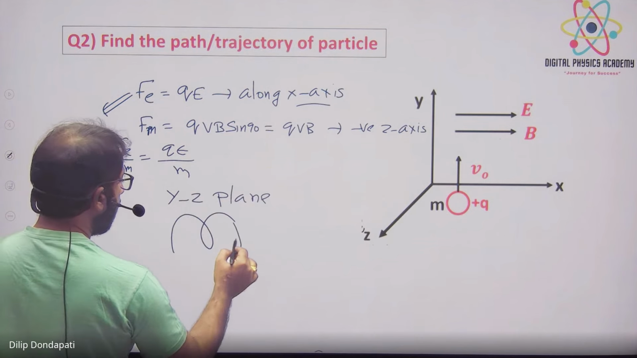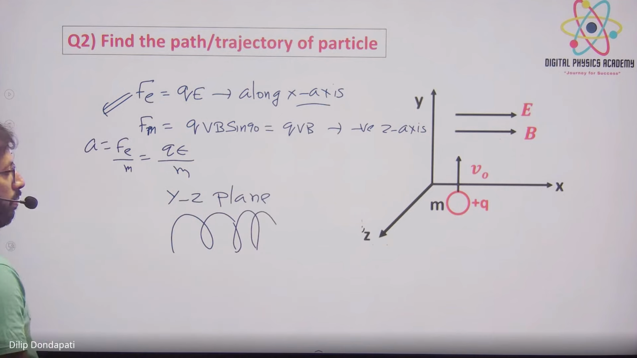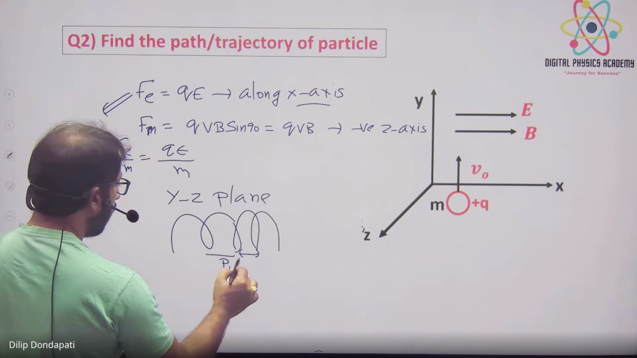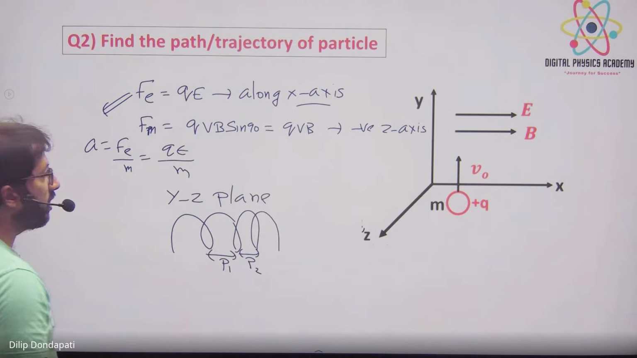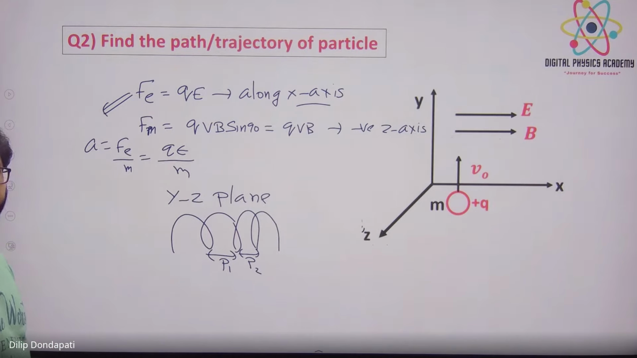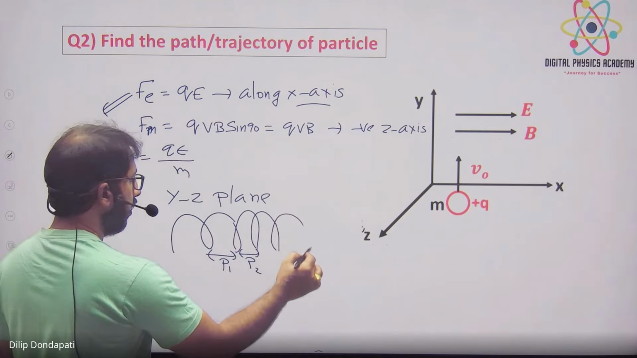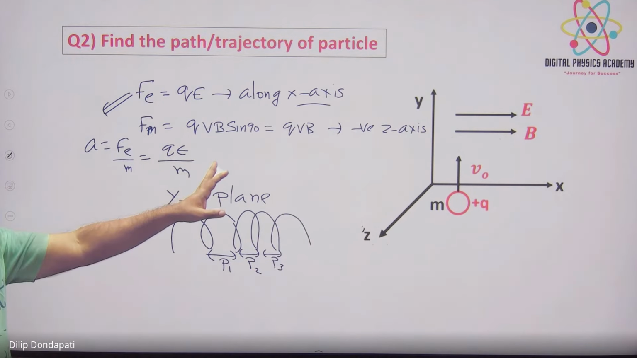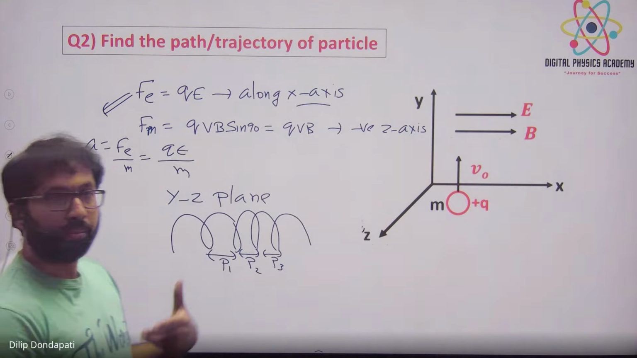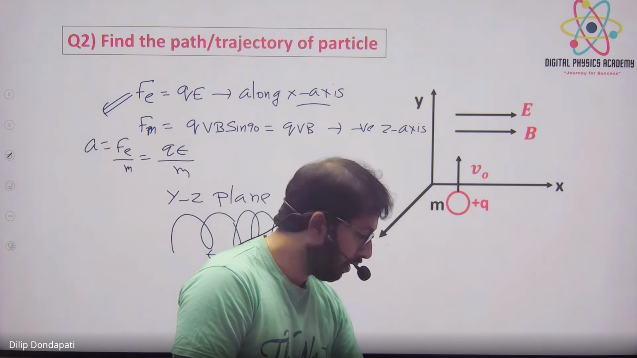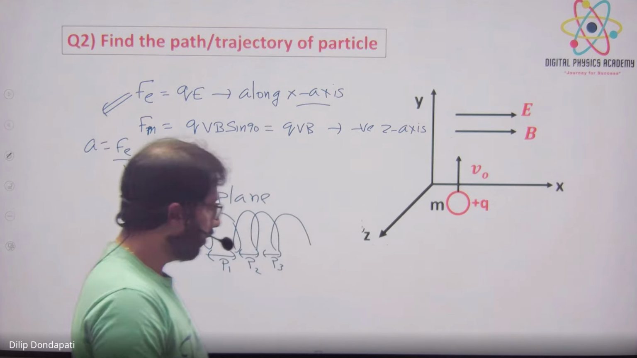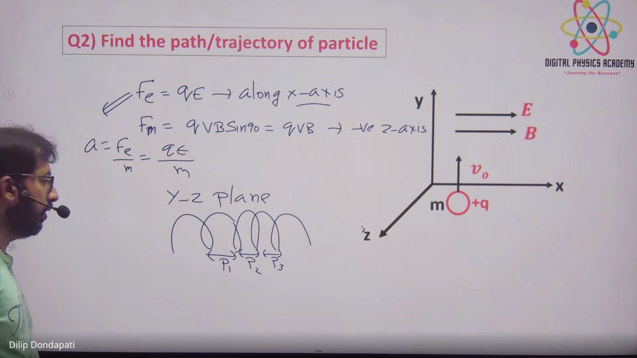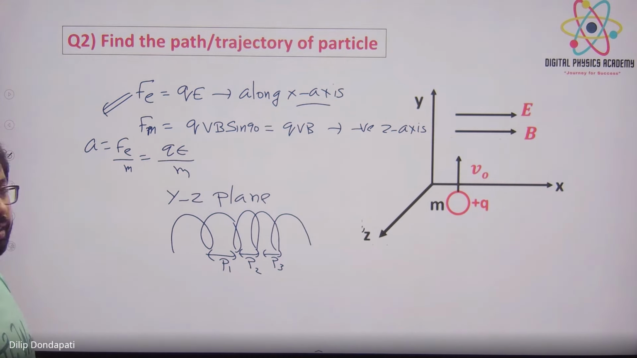Okay, tell me here, will the pitch be the same or different? Suppose this is P1, this is P2, and this is P3 in this helical path. What is the relation between P1, P2, P3 in this case? Equal, greater, lesser, anything?